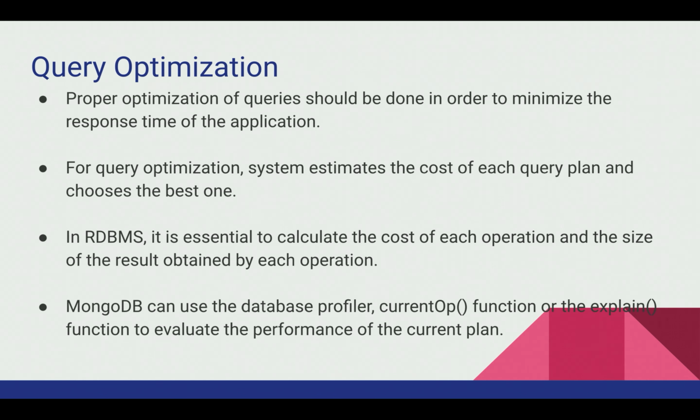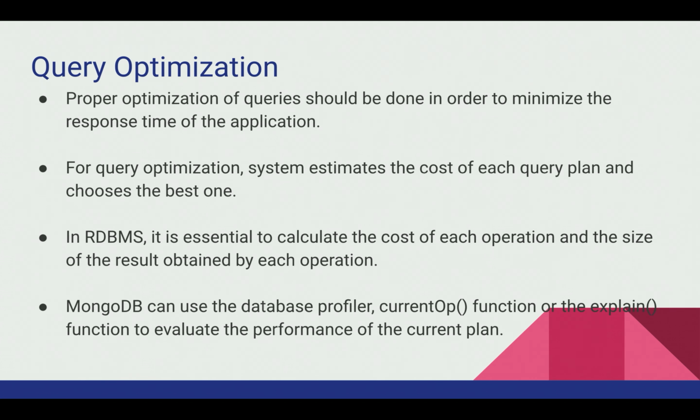In RDBMS, the cost of each operation and the size of the result obtained by each operation should be calculated. With the help of reduction factors, the cost of single relational plans can be easily estimated. For queries that involve multiple relations, left deep join trees are considered, or modifications of the single relation optimization plans can be used.